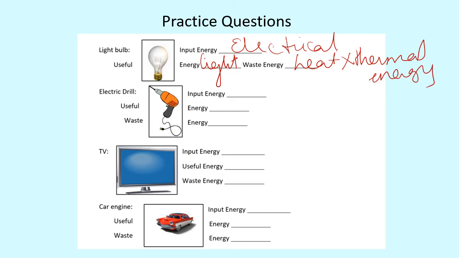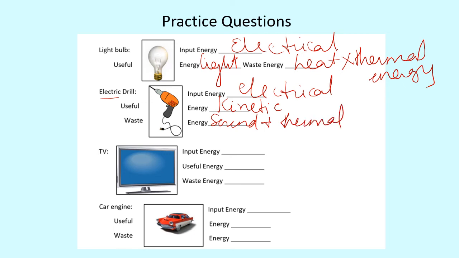Okay, then electric drill. It's there in the name itself. Electric drill, what is the input energy there? Electrical. It moves. So when something is moving, what is the energy that comes from it? Yes, kinetic. Then again, we are not using the drill for heat, although the drill gets a bit warm after we use it. How do we always come to know that we are using the drill? It produces a sound. So the wasted energy there is sound and thermal.